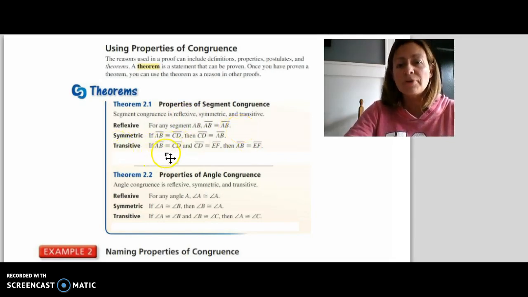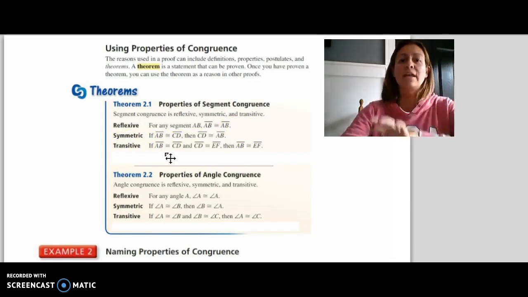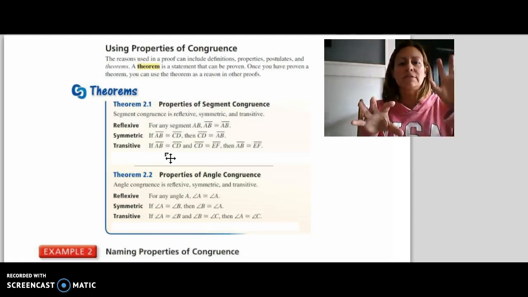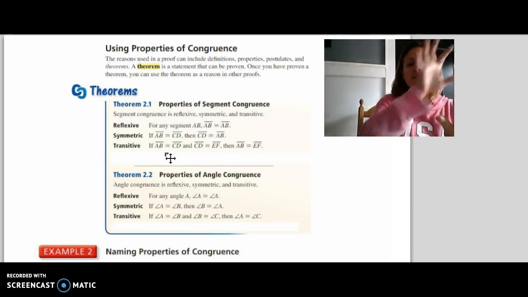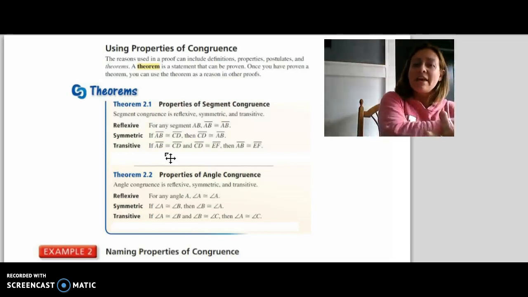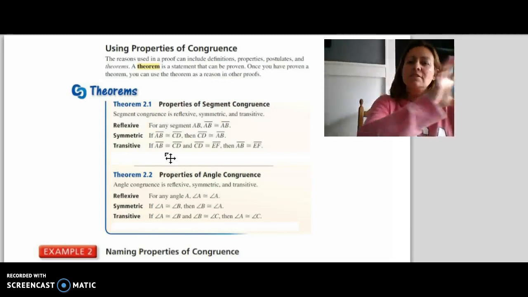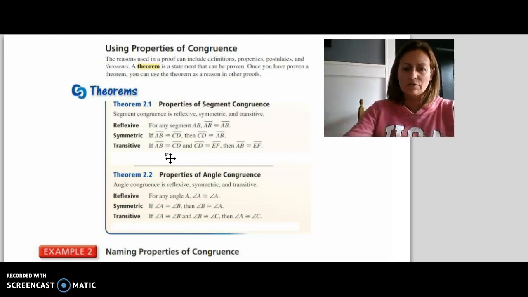The transitive property links three segments together in equality, like a train with an engine and a caboose and a car in the middle. If segment AB is congruent to segment CD, and segment CD is congruent to segment EF, then segment AB is congruent to segment EF. The first is congruent to the last because it is congruent to the middle, and they're all congruent.